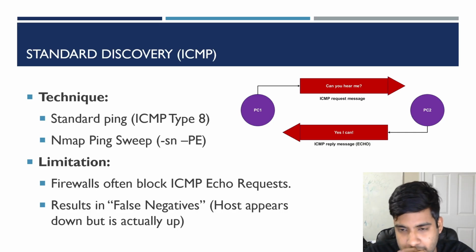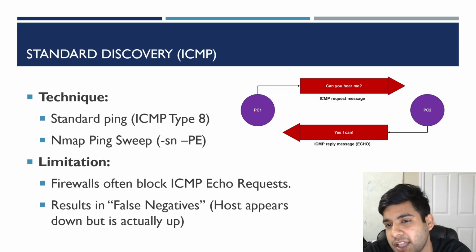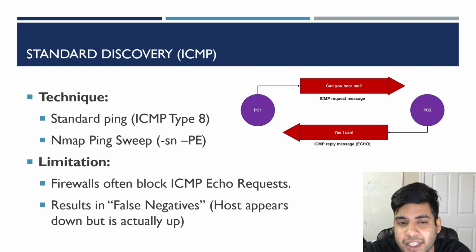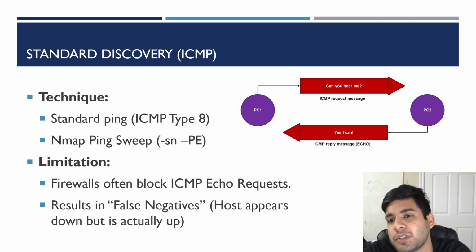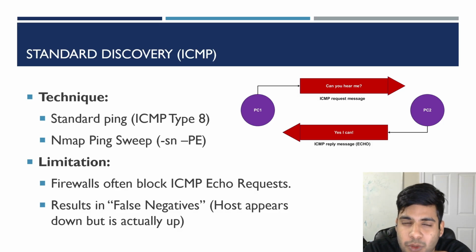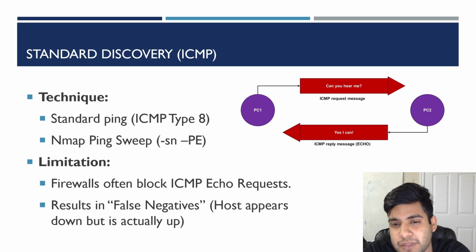Usually, to figure out the live hosts, we use ICMP. As we see in this diagram, PC1 says, can you hear me? And PC2 says, yes, I can hear you. So PC1 knows PC2 is alive, which means it's a live host. In chapter 2 of this book, he works with most of the Nmap commands with ICMP.